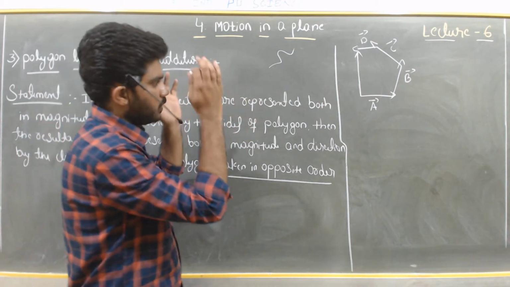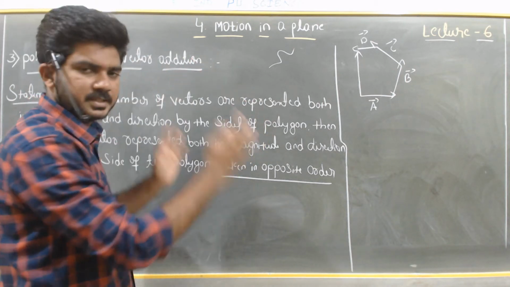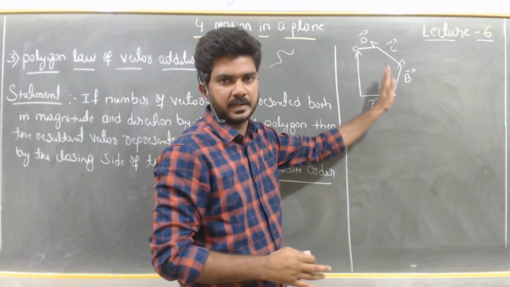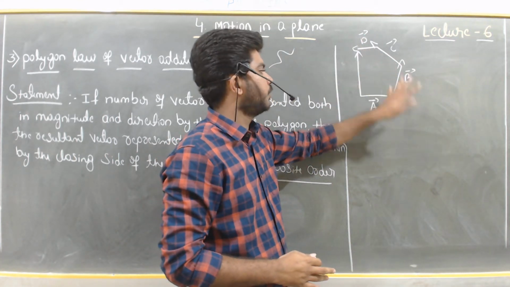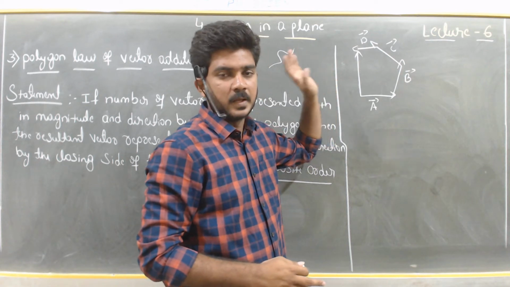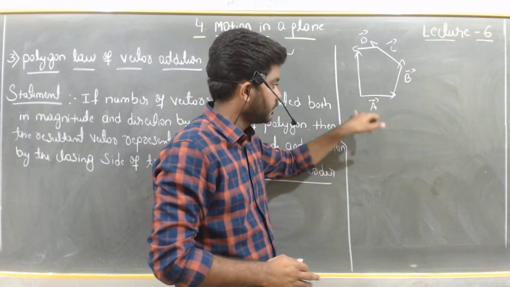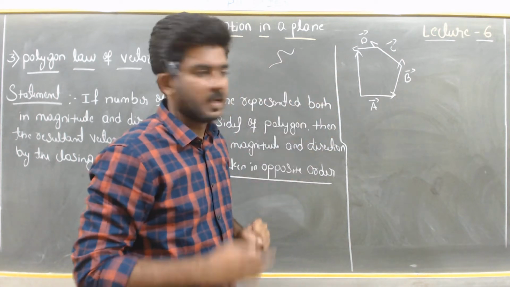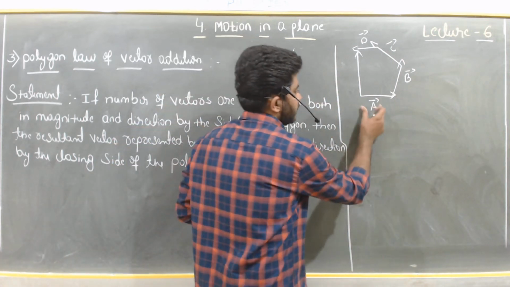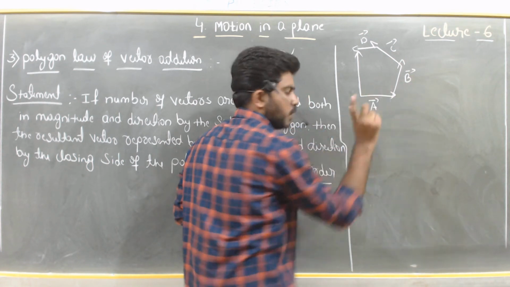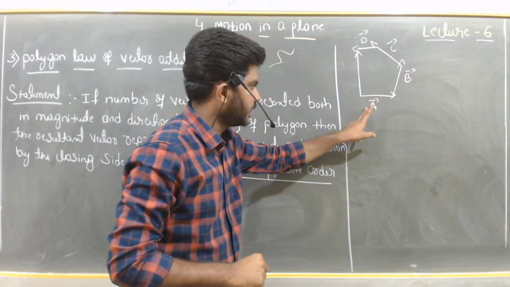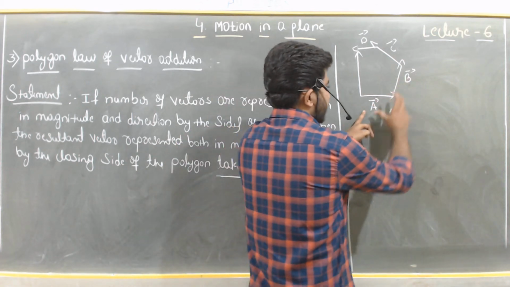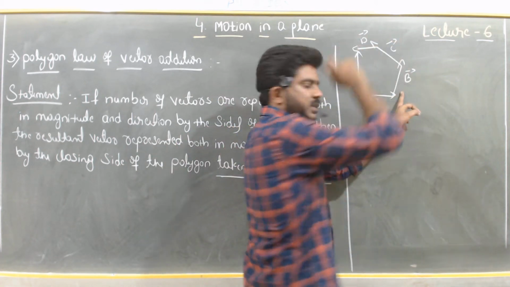So now we have drawn a polygon, a structure in which all the vectors are represented both in magnitude and direction. Next, the only thing is to find out the resultant vector. So when we get the resultant vector, the vectors should be added, right? So this is the main concept here. So how can we add the vectors? Vector A plus vector B, we will get one result. Next, vector A plus B plus vector C.